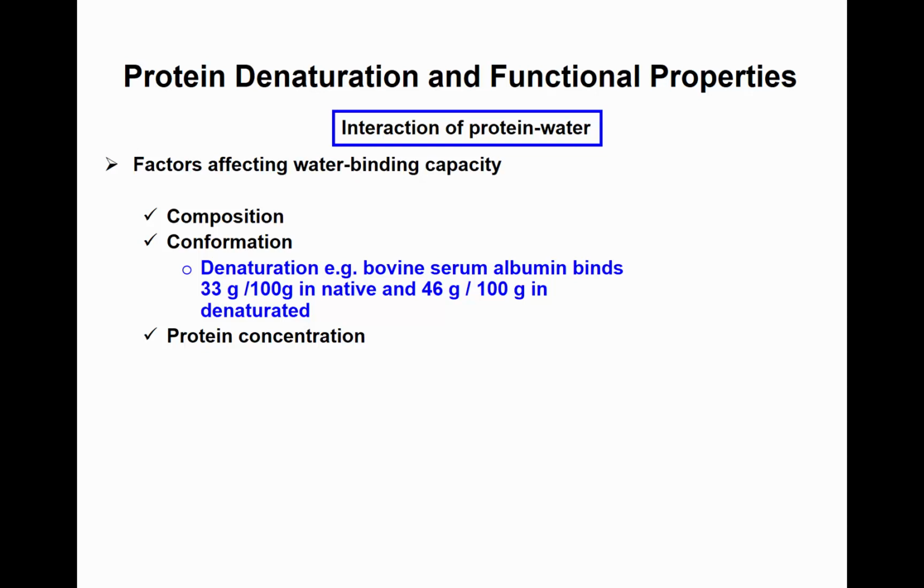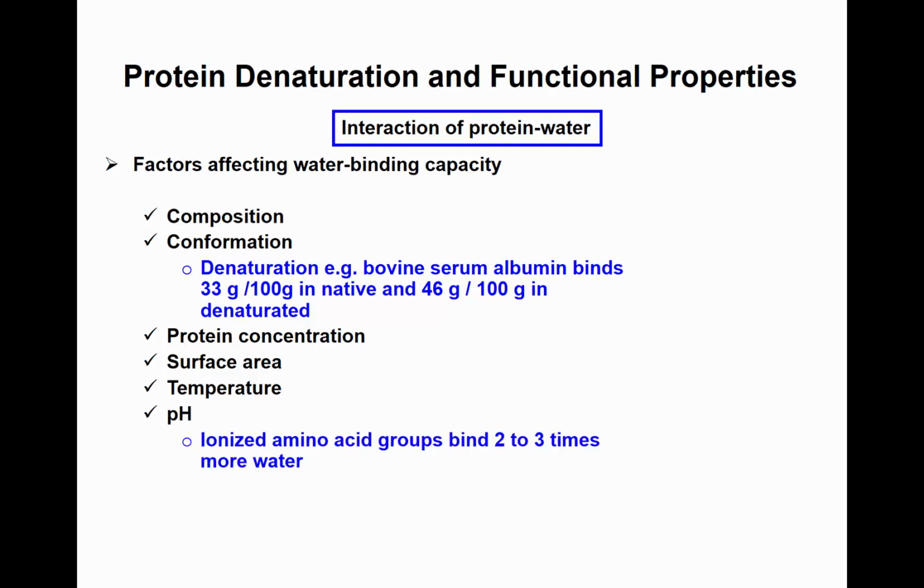Protein concentration. Of course, the more protein you have in your mixture, the more water is going to be bound. Surface area, like I said, has to do with how many available groups you have on the surface of the protein to interact with water. Temperature: as temperature increases, because you have kinetic energy, you'll have more movement, so you will have more binding of water at higher temperature, as well as if you reach denaturation of the protein, you'll bind a little bit more water as well.